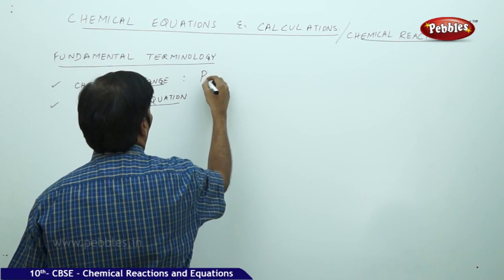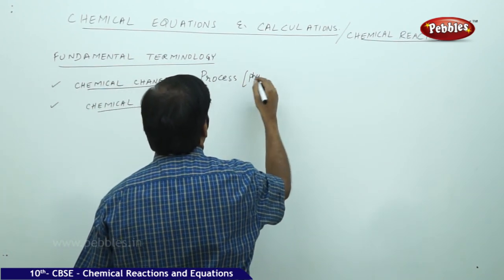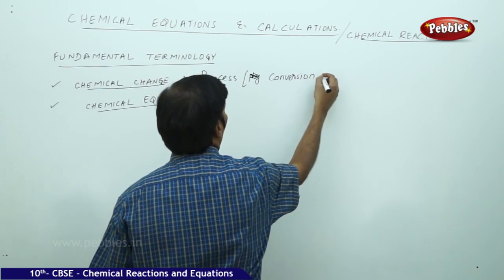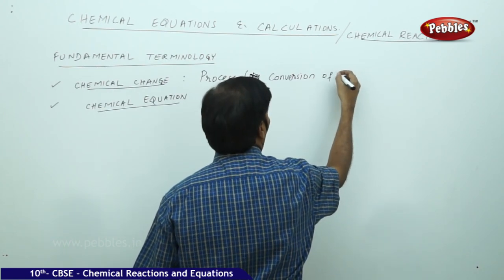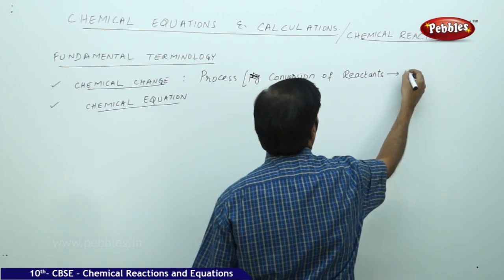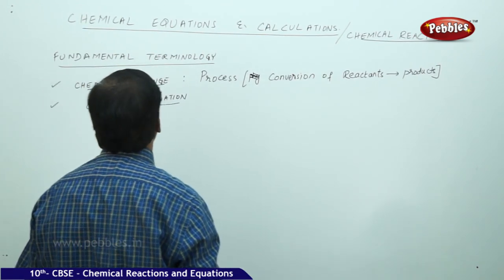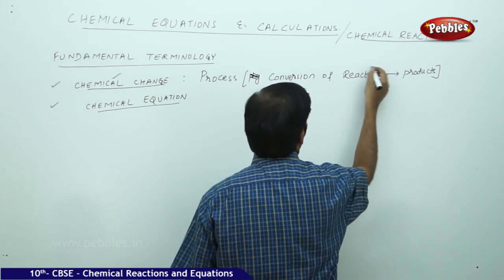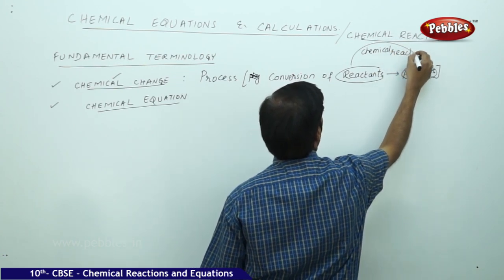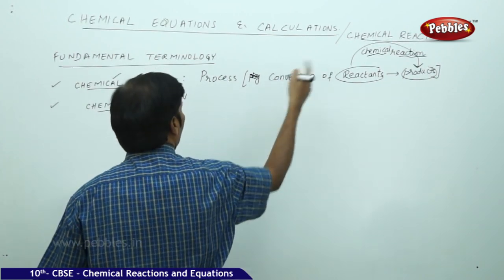The process which is not physical. When you say chemical change, you can take the process which involves conversion of reactants to products. Conversion of reactants to products is simply a chemical change. And this conversion of reactants to products involves a chemical reaction. So a chemical reaction involves a chemical equation.